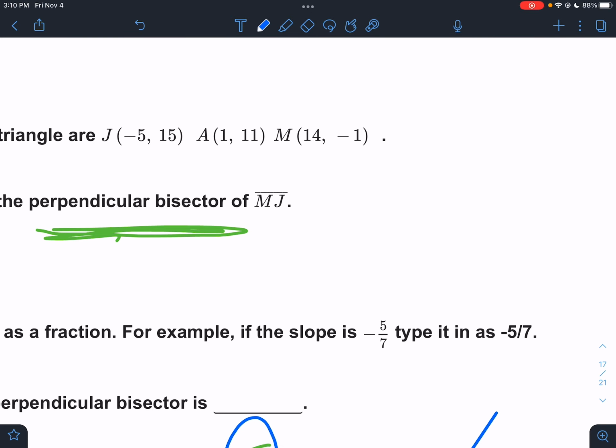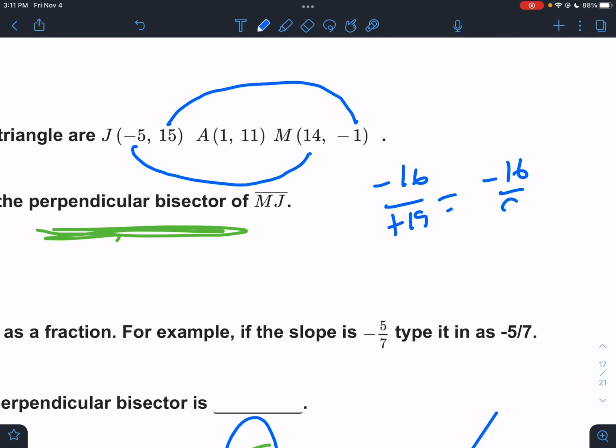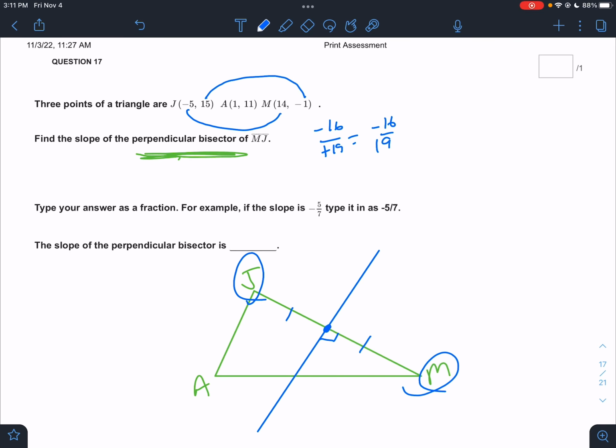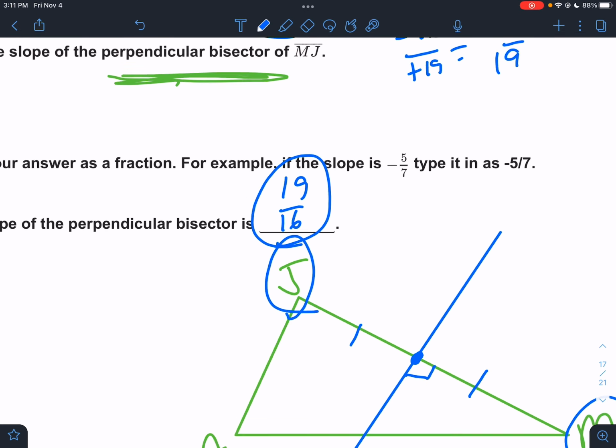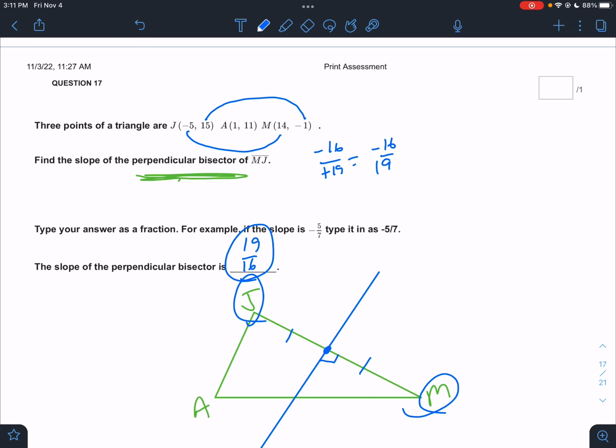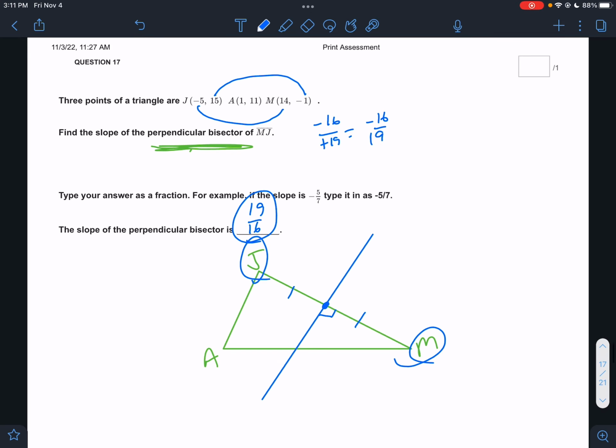So let's do it. Let's do JM. 15 to -1, that's -16. -5 to 14, that's plus 19, so it's -16 over 19. That's JM, but we want the opposite reciprocal, positive 19 over 16. So perpendicular slopes are opposite reciprocals. If you know two lines are perpendicular, get the slope of the line that you can, and then do the opposite reciprocal if you need the other one.